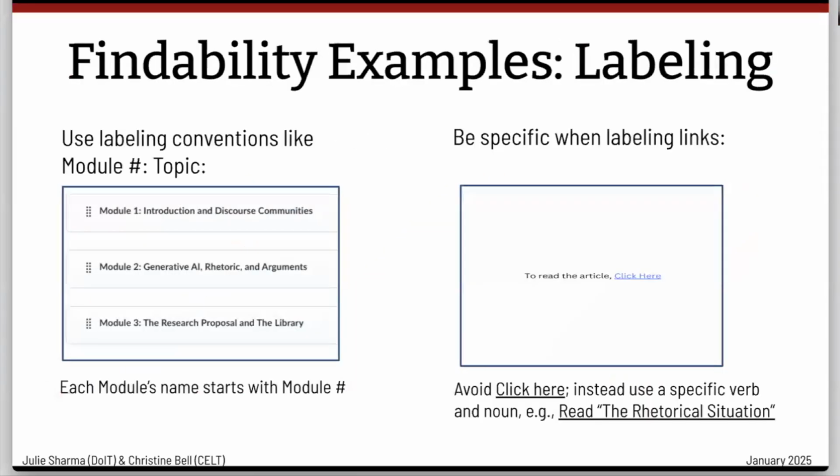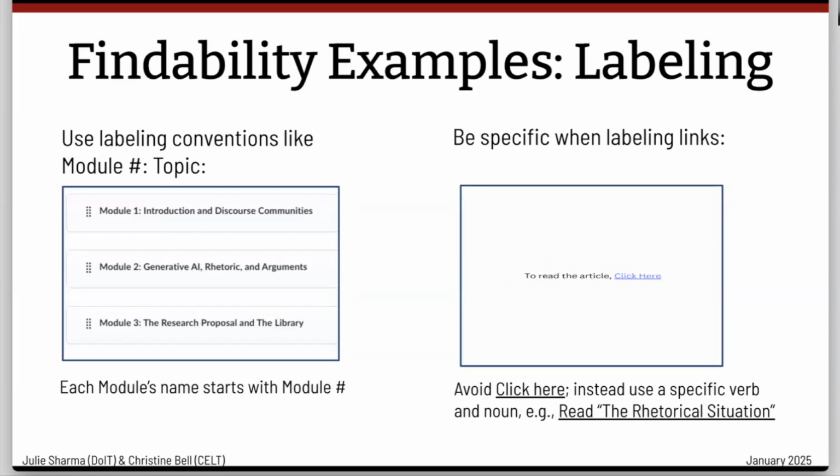Here is an example of labeling. There are 2 examples on this screen. On the left-hand side of your screen, labeling conventions like module number, colon, topic. You can see that here: Module 1, Introduction and Discourse Communities. Module 2, Generative AI, Rhetoric and Arguments. So there's a labeling convention, so students know what to expect.